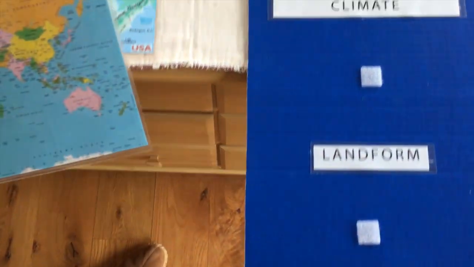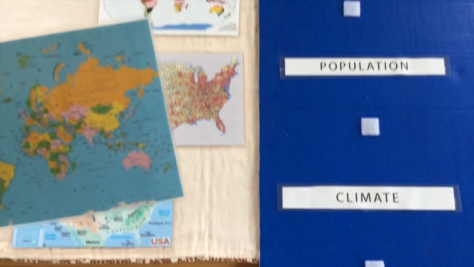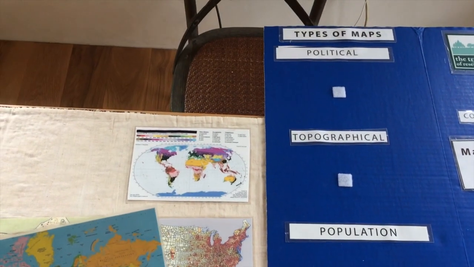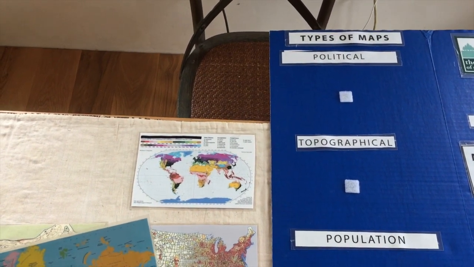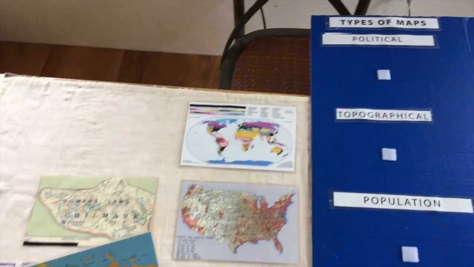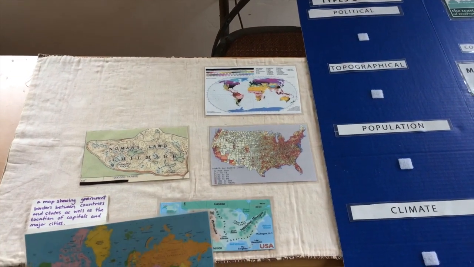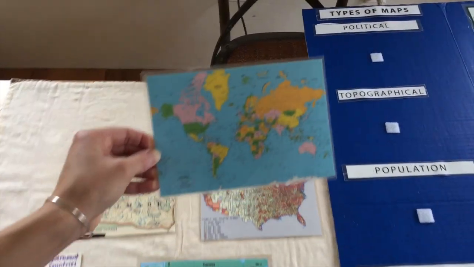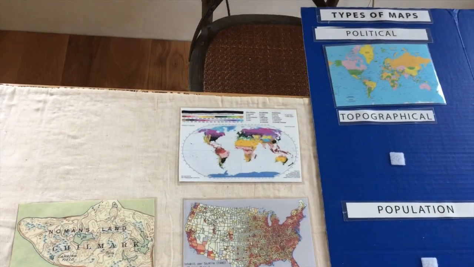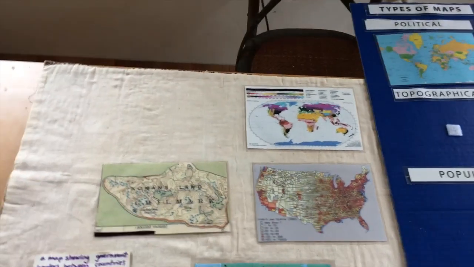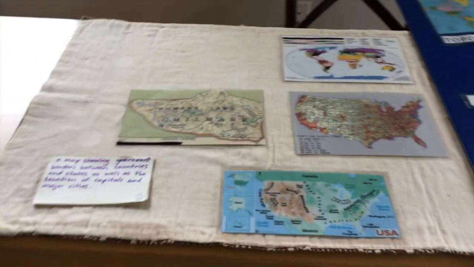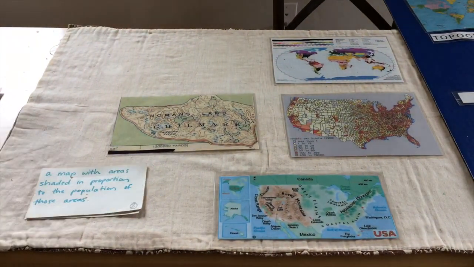Is it a landform map? Is it a climate map? A population map? A topographical map? Or a political map? Think about that for a minute, and then I'll place it on the board. It is a political map, showing those borders between different countries and states. Okay, we've got our first map on our board. Let's move to our next definition.